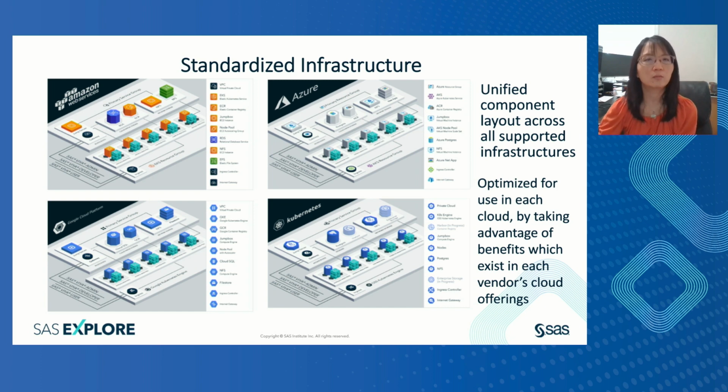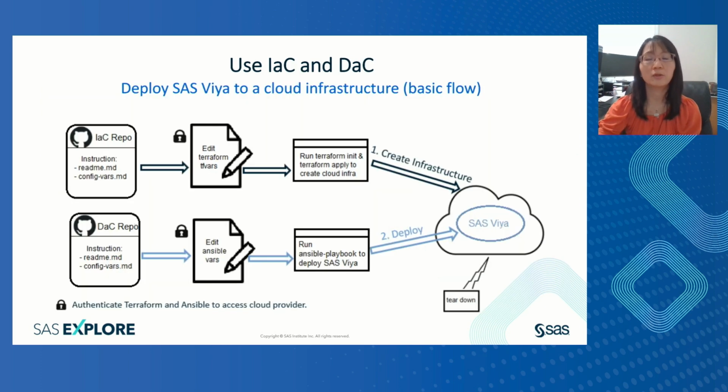So using Terraform, we created abstraction for storage type, container registry, jump boxes, node pool, database, ingress, whatever we talked about before. In this diagram, you can see it's pretty standardized. It's a unified structure across all platforms that we supported. While standardized, it's also optimized for use in each cloud by taking advantage of the benefits which exist in each vendor's cloud offering. So we heard enough about IaC, DaC.